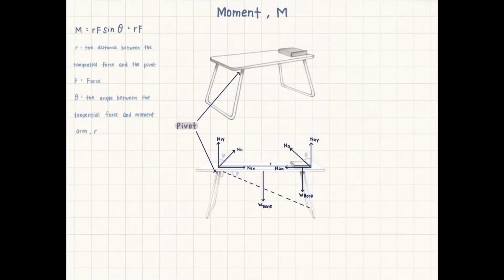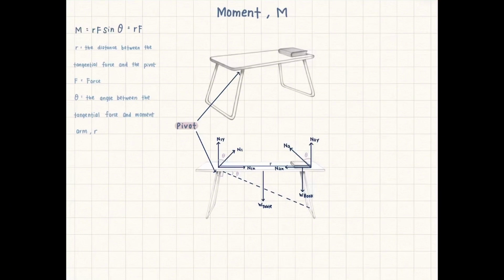So, this diagram shows the forces and moments acting on a folding table. The main idea here is to understand how the table stays in equilibrium. In the diagram, the pivot is shown at the hinge of the folding leg. This is the point where rotation could happen, so it's the reference point for calculating moments.